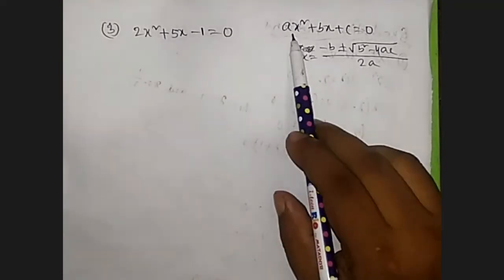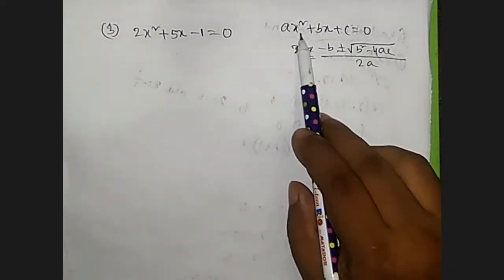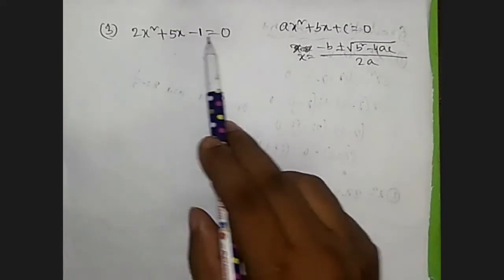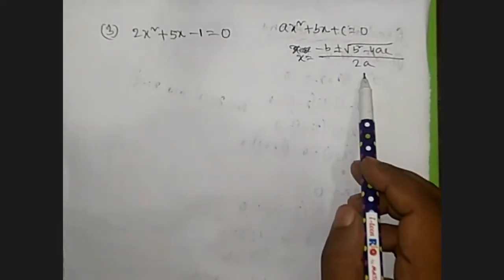Suppose this is quadratic equation: ax square plus bx plus c equals to 0. This is the quadratic equation. Why? Because x power is 2. Now when you cannot solve this, you can use some formula, that is x equals to minus b plus or minus root over b square minus 4ac divided by 2a.